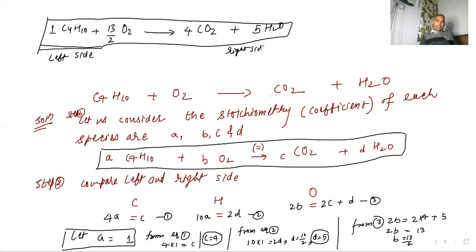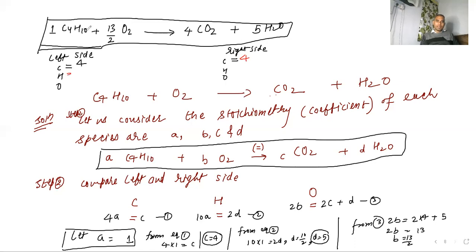So kindly see, on the left side we have carbon, hydrogen, oxygen. Right side also there is carbon, hydrogen, oxygen. How many carbons are there? Tell me. 4, yes or no? Yeah, 4. On this side, how many carbons are there? 4. So here it is 4.